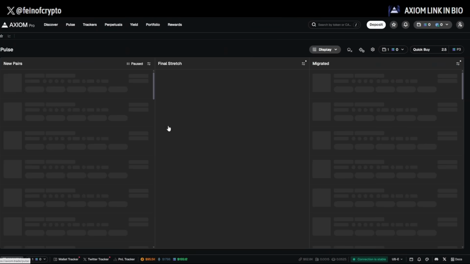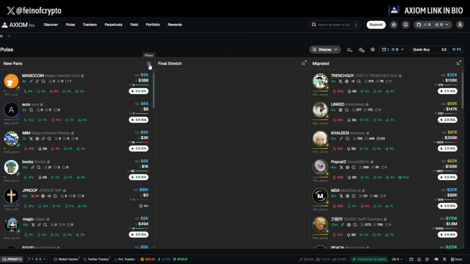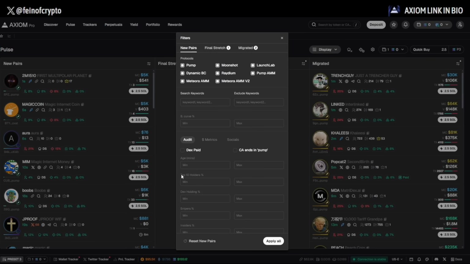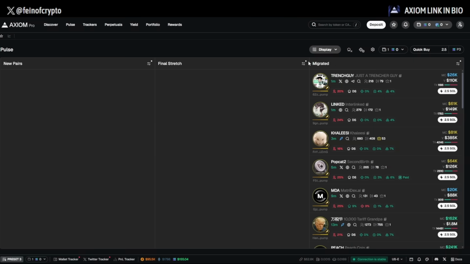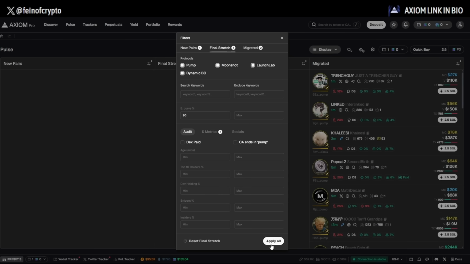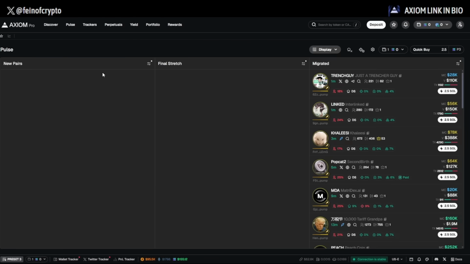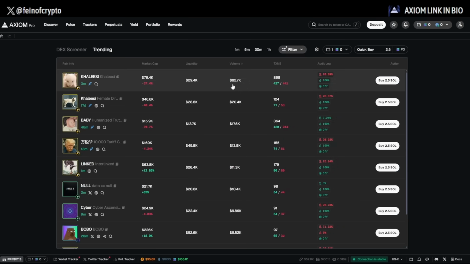And likewise, on Pulse, you can do the same, but it's just a waste of time. What you want to do is set minimum bonding curve 95%, and then same here, 95, 96%. It kind of has the same effect, right? It shows no coins until there's a lot of volume. But honestly, I prefer the trending tab.